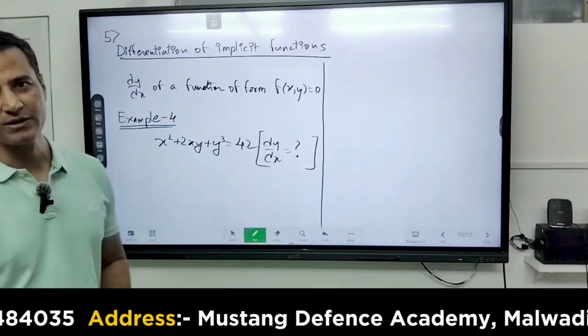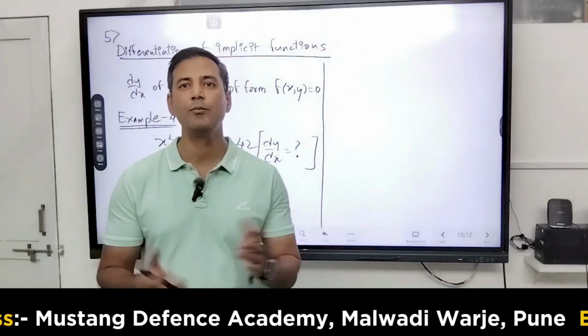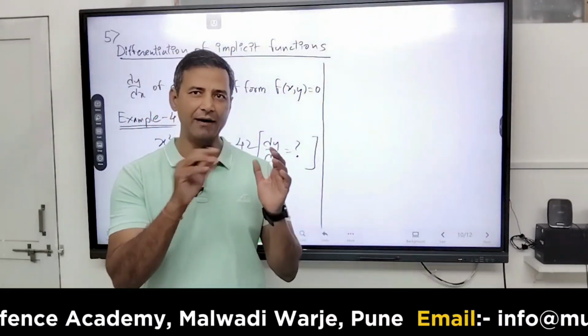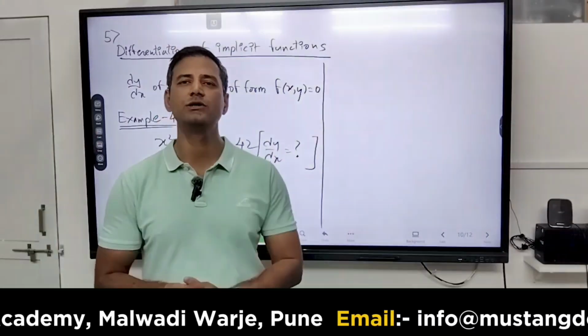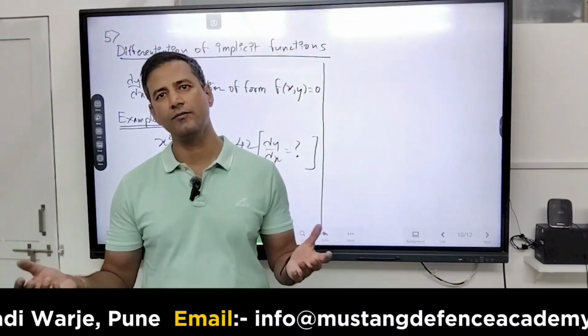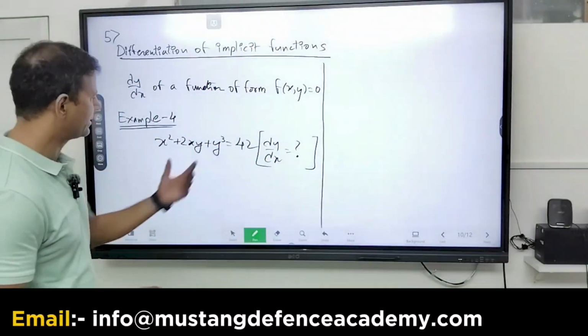Differentiation of implicit functions. Implicit functions are functions in which both variables x and y are there together. So it is in the form of f of x, y is equal to 0, or it is an equation which consists of both the variables x and y. So let us see how to do it.